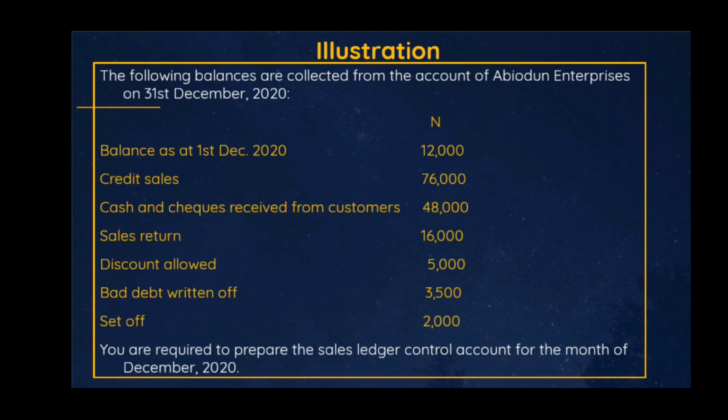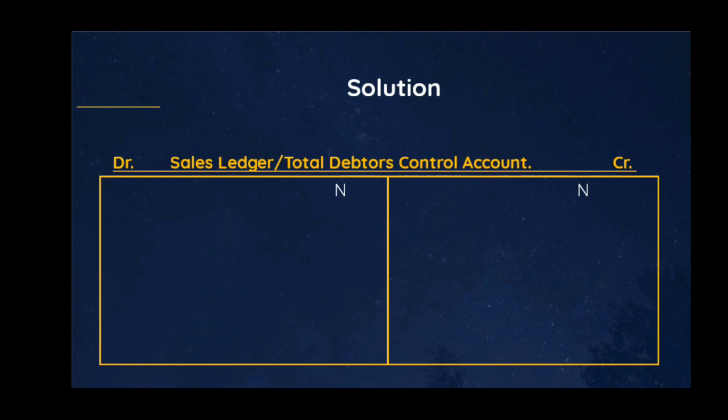Now let's look at the solution. The first thing you do is to draw your T format with the title sales ledger control account or total debtors control account. It is the same thing. You can use either of the two titles. At your left side is the debit side, which you indicate by writing DR. At your right side is the credit side, and you write CR to indicate it.